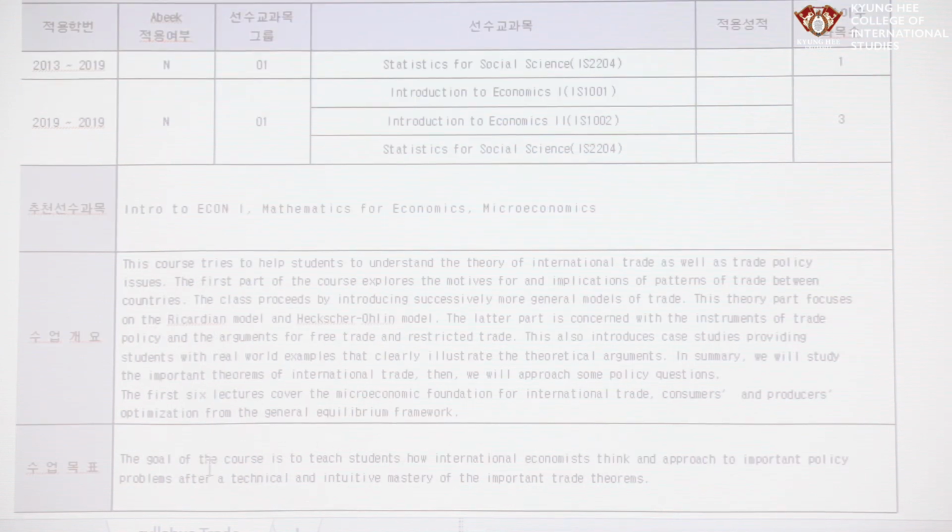The goal of this course is to teach students how international economists think and approach important policy problems, after technical and intuitive mastery of the important international trade theory, the Heckscher-Ohlin model and the Ricardian model.